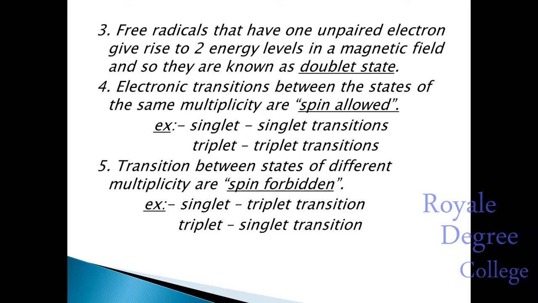Electronic transitions between the states of the same multiplicity are spin allowed. Example, singlet-singlet transition, triplet-triplet transition. They are spin allowed transitions. Then the transitions between states of different multiplicity are spin forbidden. Example, singlet-triplet transition, triplet-singlet transition.